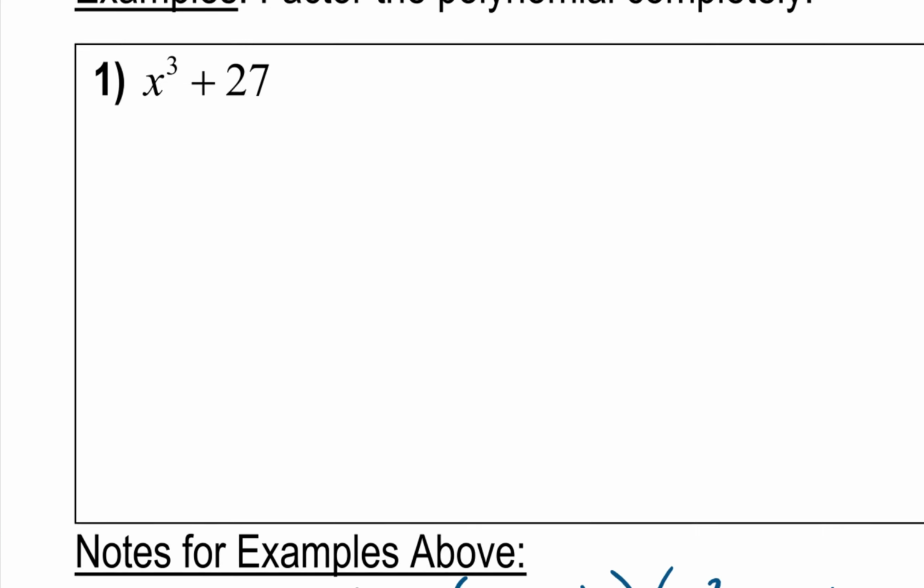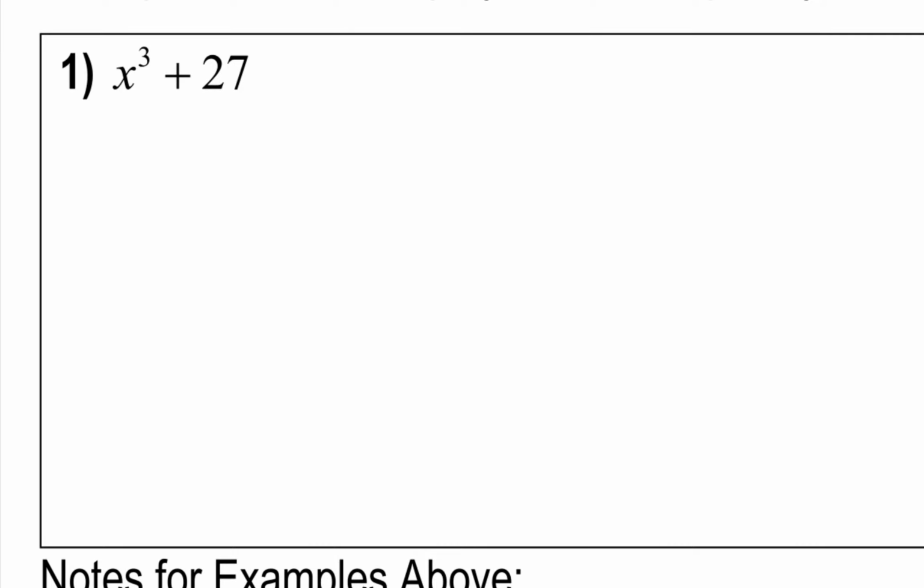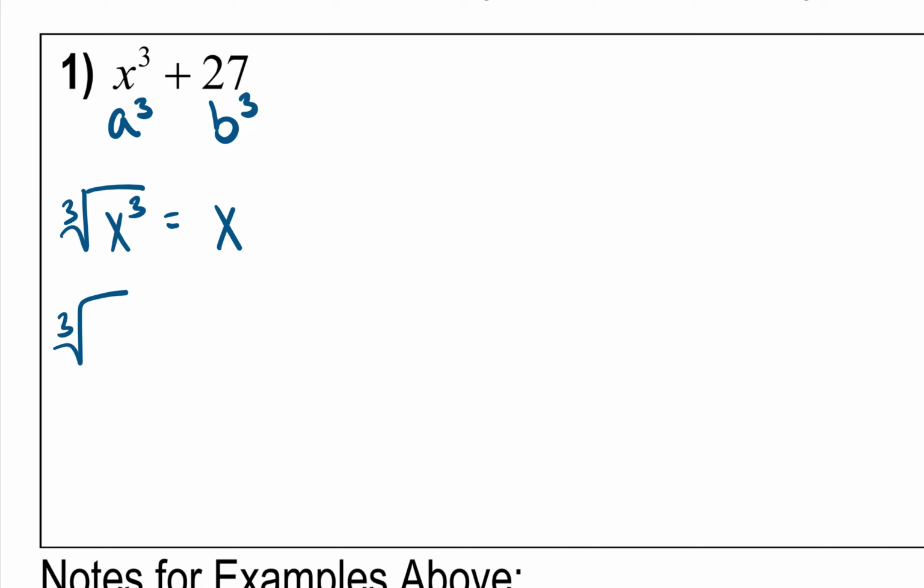Alright, so on number 1, I'm going to go ahead and label because I like to label. I think it helps. If it doesn't, you don't need to. So here's my a cubed. Here's my b cubed. So I'm going to do cube root of a. My first thing is x. So cube root of x cubed is just x. Then I have cube root of 27, which if you look on the list, I go backwards from 27, you get 3. Okay, there's my a and b.